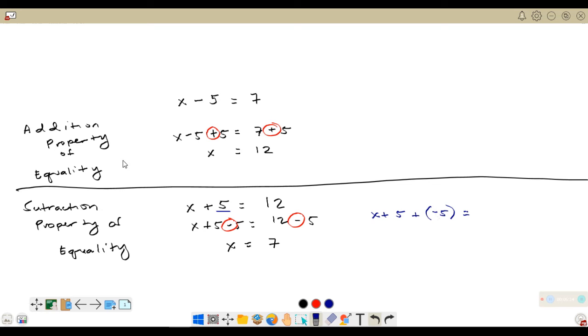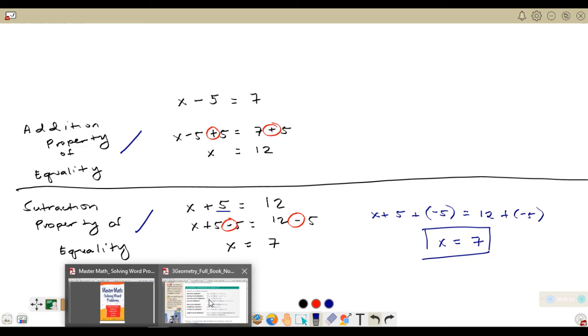Parehas lang sila. Addition property of equality, subtraction property of equality. The process is adding the inverse of the number that you want to eliminate. So, we have here 12 plus negative 5. Instead of saying subtraction property of equality, sa ibang mga books at sa higher math, ina-address na lang siya as addition property of equality. Okay? So, I hope that was clear. Kung bakit lagi ko tinatawag yung process na addition property of equality instead of subtraction. Because they are just the same in principle.